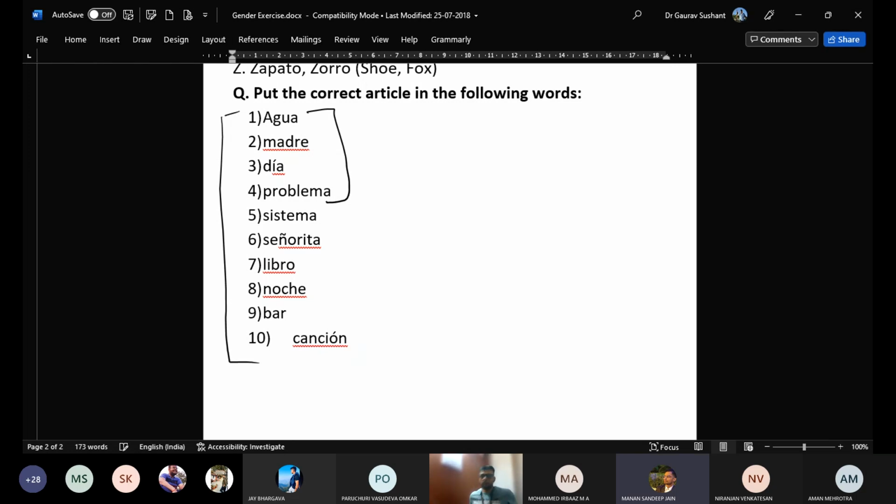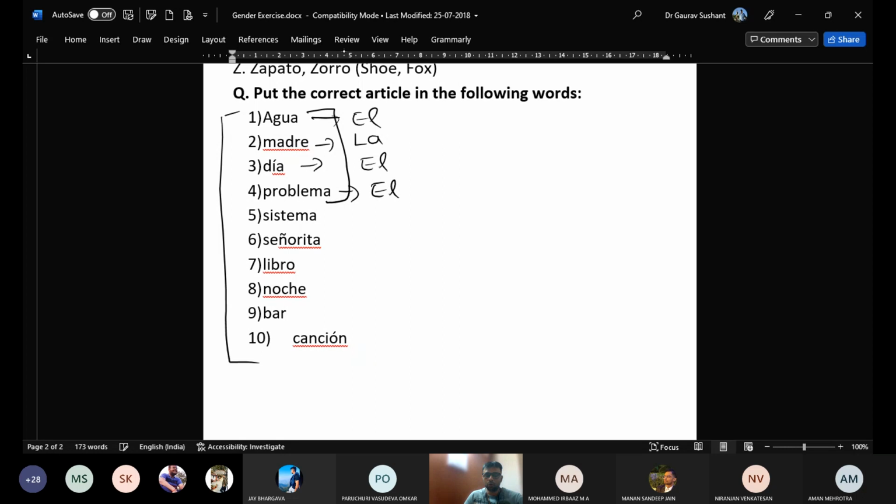Yes, sir. The first one will be El Agua. Okay, El Agua. Then the second one, La Madre. Very good. The third one will be El Dia. Nice. And the fourth one will be El Problema. Very good. So these are all exceptions.